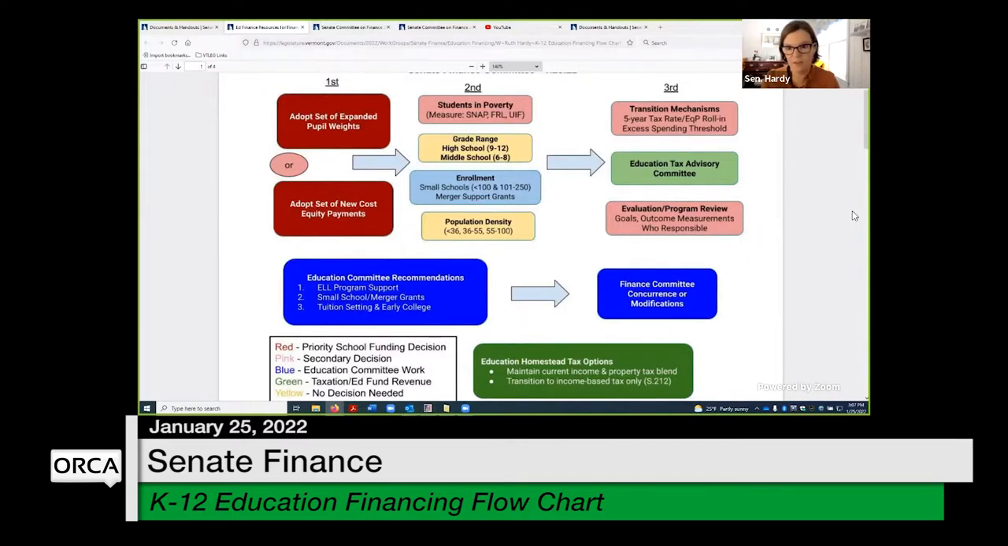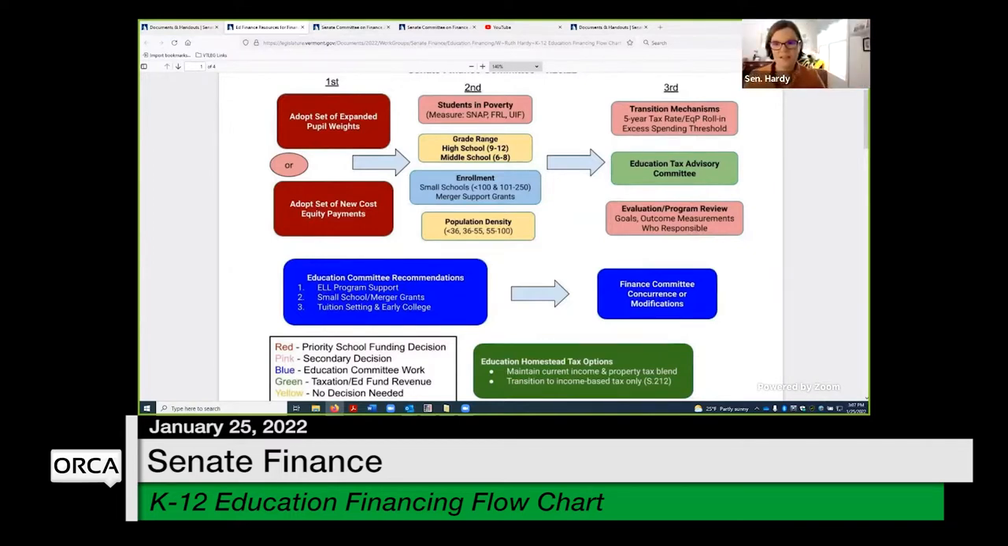I see Senator Bray's hand up. Oh, okay, Senator Bray. Thank you, Madam Chair. So, Senator Hardy, I'm just wanting to make sure when I look at this, I get what's implied. Whether we choose to adopt a set of expanded pupil weights or adopt a set of new cost equity payments, the second column, all those choices are still available to us and need to be decided, but it's not as though choosing one or the other in the first set precludes choosing any or all of the second column. That's what I'm trying to figure out.